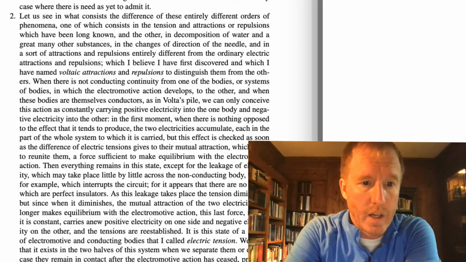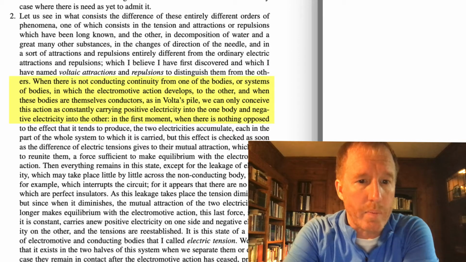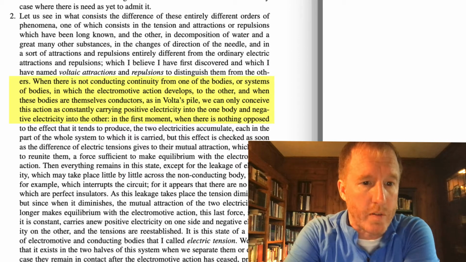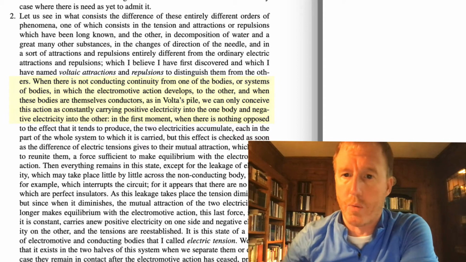Okay. Now, he mentions that when there is not conducting continuity from one of the bodies or system of bodies in which the electromotive action develops to the other, and when these bodies are themselves conductors, as in Volta's pile, "we can only conceive this action as constantly carrying positive electricity into the one body and negative electricity into the other." So imagine a situation where you have a battery.